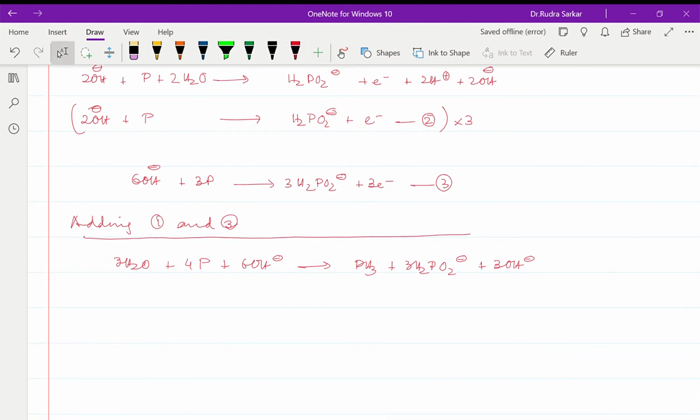So that being the case, we will say the final equation will be 3H2O plus 4P plus 3OH minus giving PH3 plus 3H2PO2 minus, and that should be our final answer.